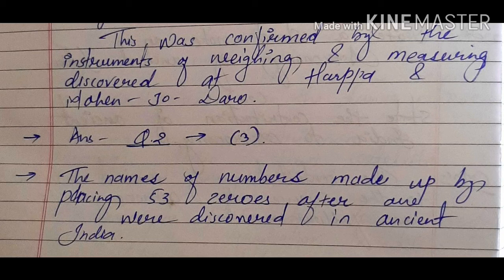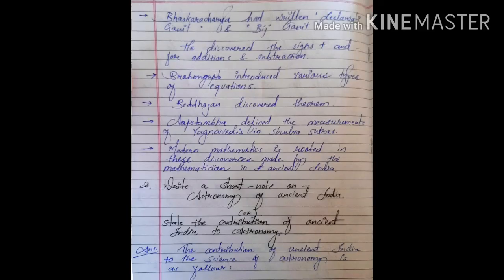And in the next point, you have to write the answer to question number 2. The names of numbers made up by placing 53 zeros after one were discovered in ancient India. Bhaskaracharya had written Lilavati Ganit and Bijaganit. He discovered the signs plus and minus for addition and subtraction. Brahmagupta introduced various types of equations. Baudhayana discovered a theorem. Apastamba defined the measurements of Yajnavedis in the Shulva Shastra. Modern mathematics is rooted in these discoveries made by mathematicians in ancient India.